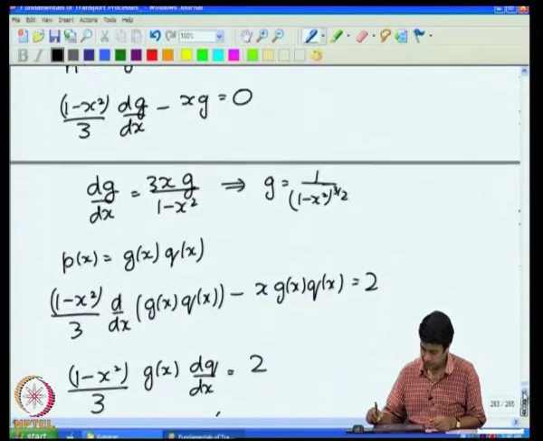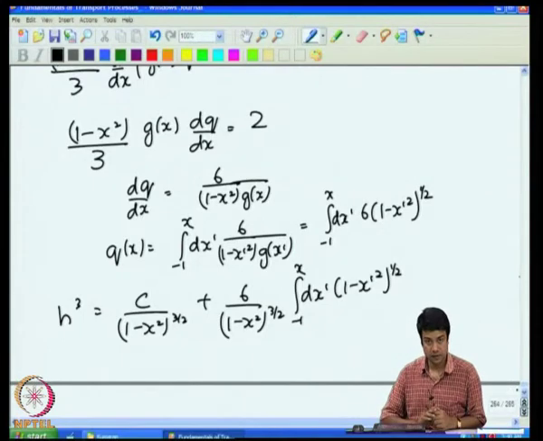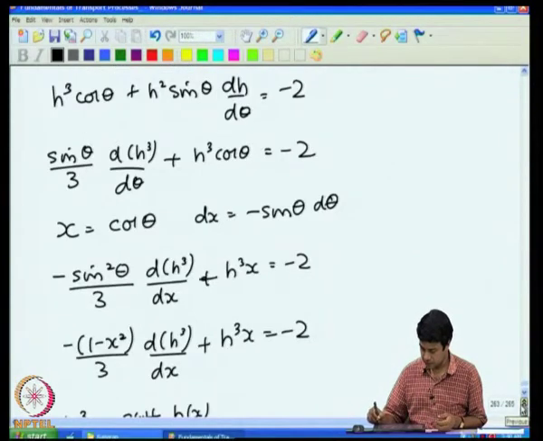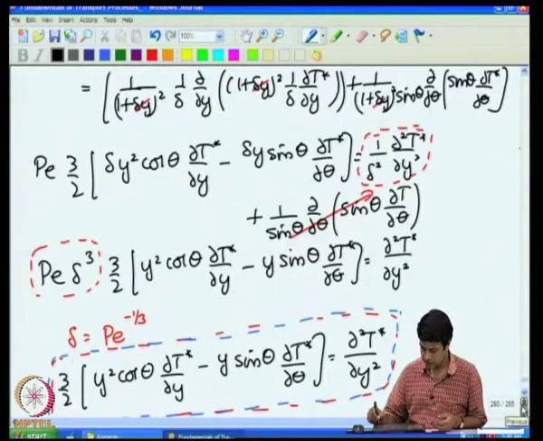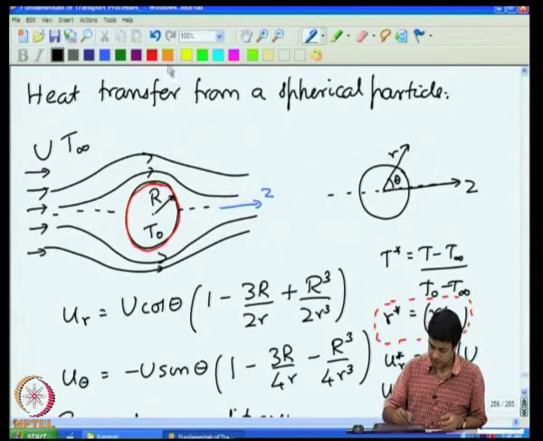It has one constant in it, c. What should the value of that constant be? h is a function of theta. Note that we had taken theta to be 0 along the z axis. That means that along the minus z axis, theta is equal to pi.